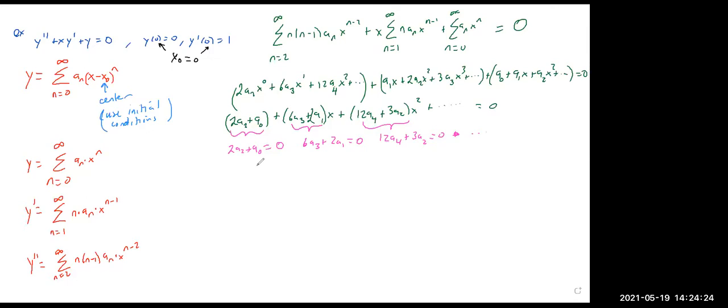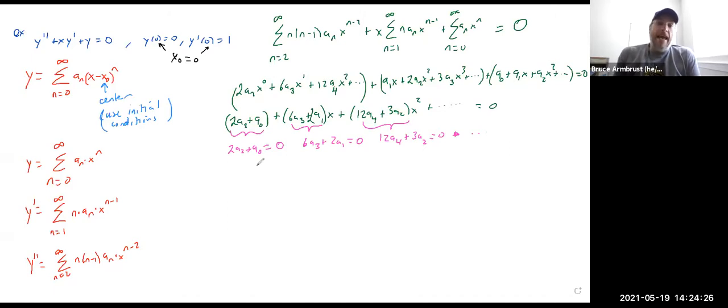I stopped there because I didn't want to write out any more. Honestly, in reality, there are an infinite number of them, and we would have to continue this process. After 12 a sub 4 plus 3 a sub 2, the next one is going to be 20 a sub 5 plus 5 a sub 3, I think. That's going to have to equal 0. And then there's the next one, and the next one, and the next one. So they do literally go on forever.